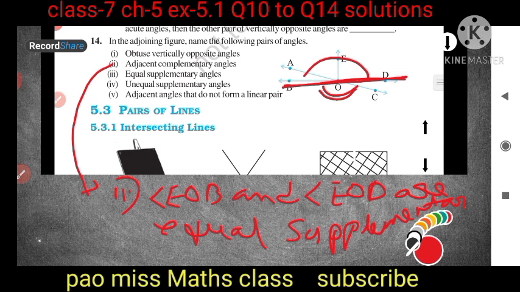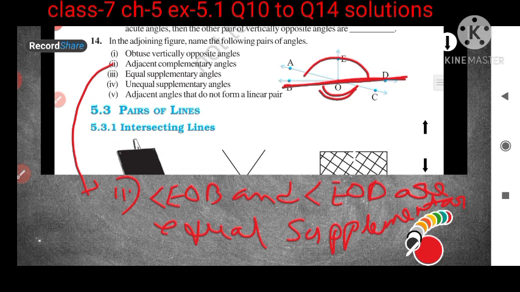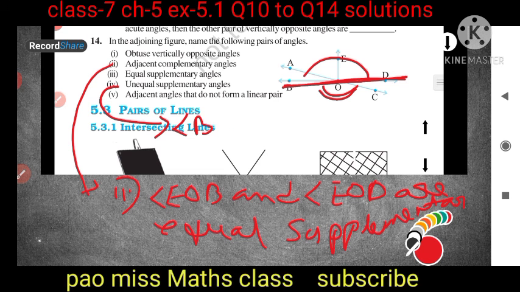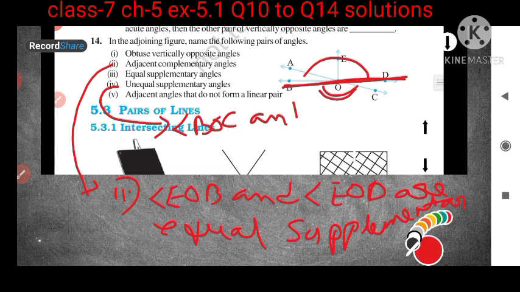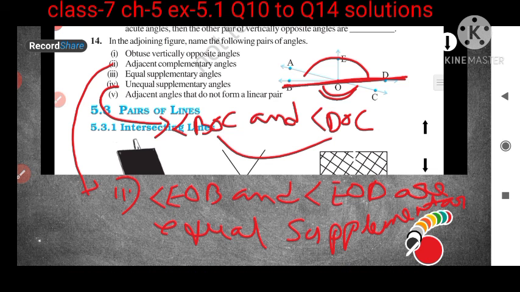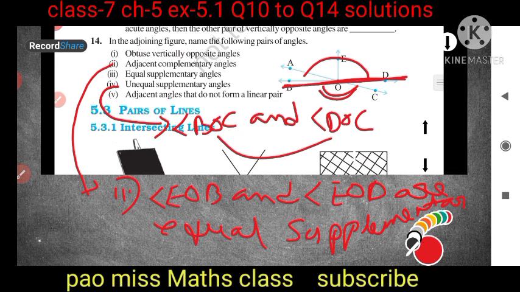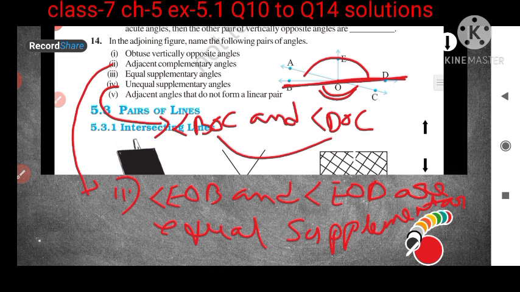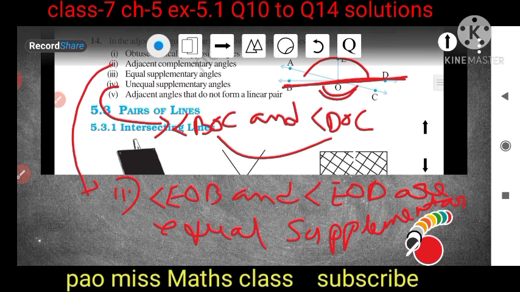So which pair will be the unequal supplementary angle? Unequal supplementary angle will be angle BOC and angle DOC, isn't it? These two angles are what? Unequal supplementary angles. So you can write completely: angle BOC and angle DOC are unequal supplementary angle. Okay, now I will erase this.